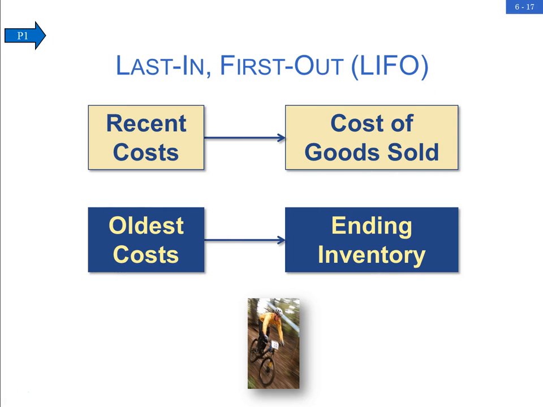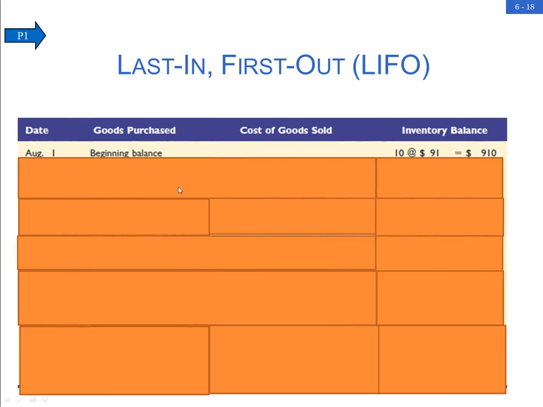Let's move on to the second assumption. Last in, first out, LIFO. Almost the exact opposite, right? The oldest costs remain in your ending inventory, and we assume that the most recent purchases are what we just sold. So almost the exact opposite.